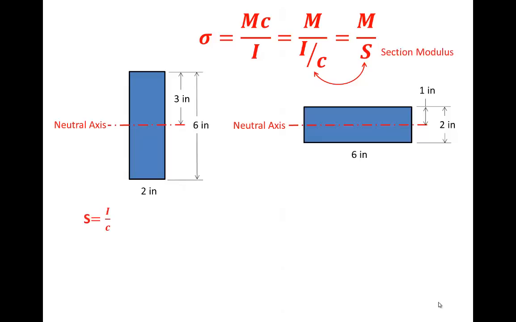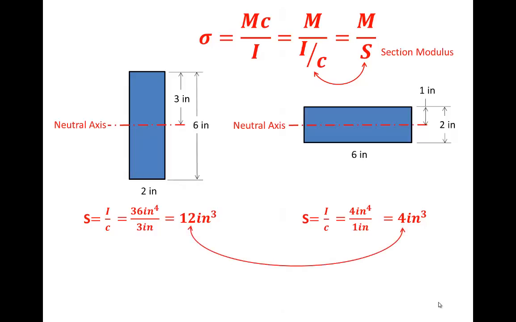We could calculate S for the tall beam by taking the I over c ratio, which would be 36 inches to the fourth divided by 3 inches, resulting in a section modulus of 12 cubic inches. The section modulus of the short wide beam could be calculated the same way: 4 inches to the fourth divided by 1 inch, resulting in a section modulus of 4 cubic inches. If we compare the S for each beam, we will find that the narrow tall beam is 3 times stronger than the short wide beam, not 9 times stronger, which we were tempted to think when we compared the moments of inertia.